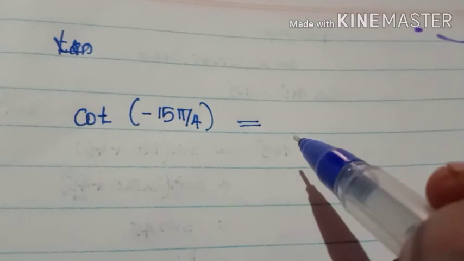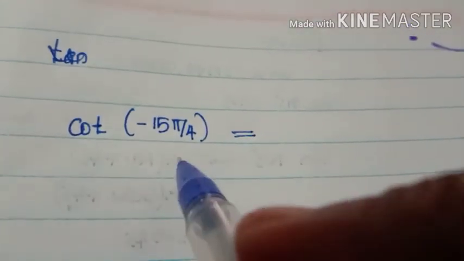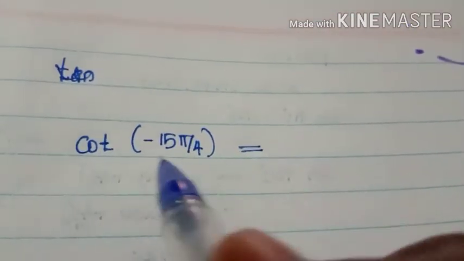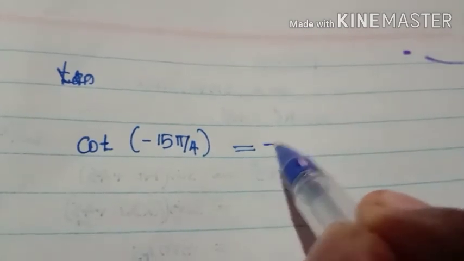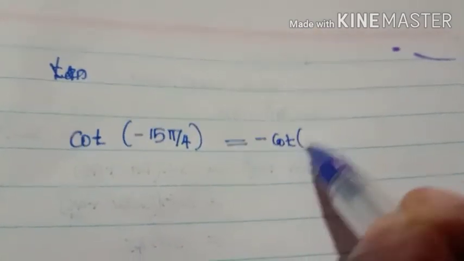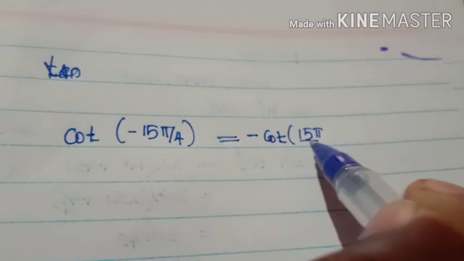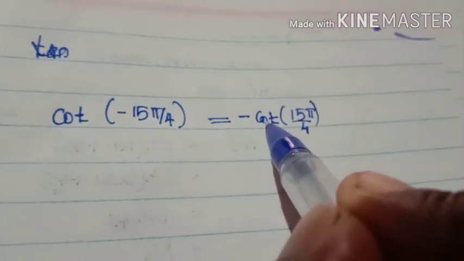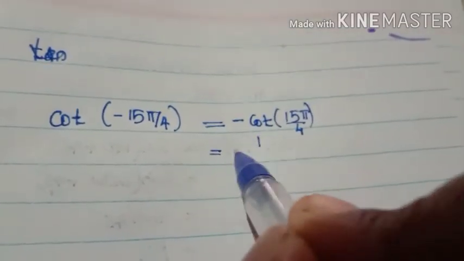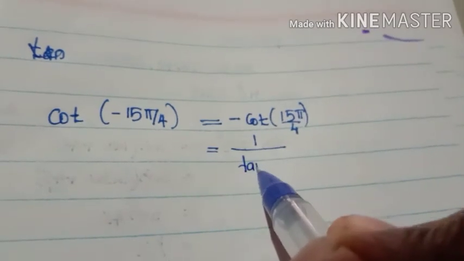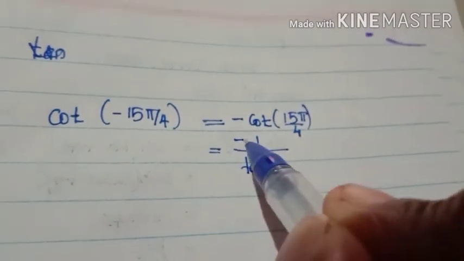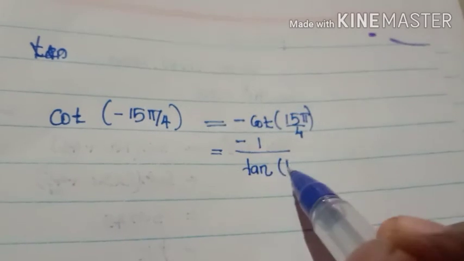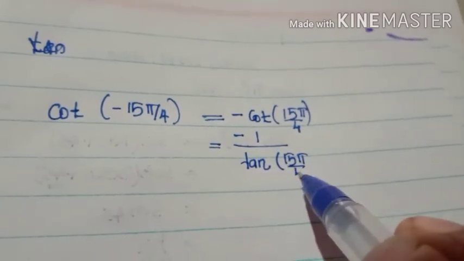Question belongs to the same exercise: cot of negative 15 pi by 4. So cot of a negative angle is negative cot 15 pi by 4. If you are confused with cot, you can convert it into tan. The reciprocal of tan is cot. So negative 1 by tan 15 pi by 4.